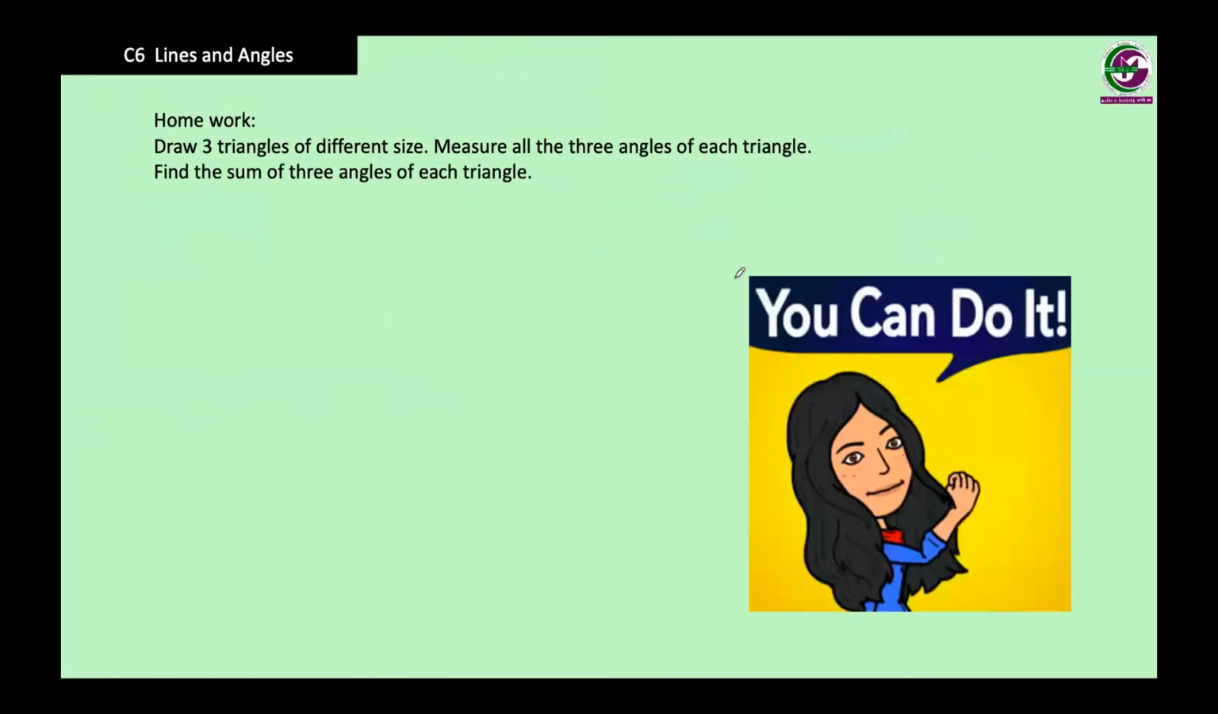And now the homework time. Draw 3 triangles of different size in your notebook. Measure all the 3 angles of each of the triangle. For example, you draw a 90 degree right triangle. Measure the other 2 angles, and this is 90 degree, and add all the angles and check what answer you get for all the 3 different cases.